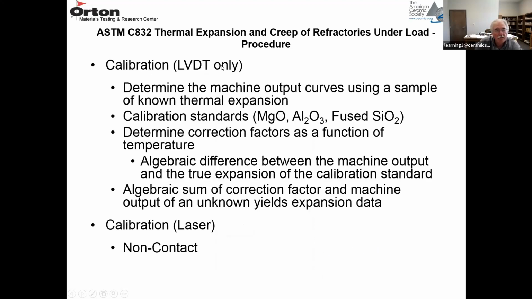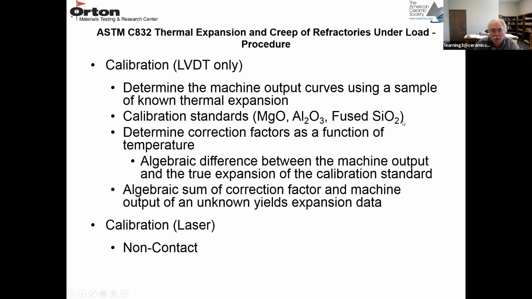So I mentioned that if you have an LVDT, you have to do a calibration, just like we talked about for a dilatometer. You have to determine the machine output curves using a standard, a sample of known expansion. Calibration standards are usually MgO, Al2O3. If you have a low expansion material, you want to probably calibrate with a low expansion material like fused silica.